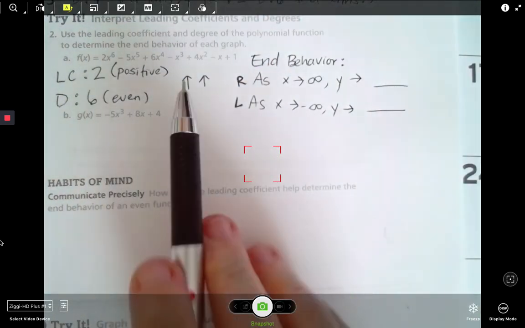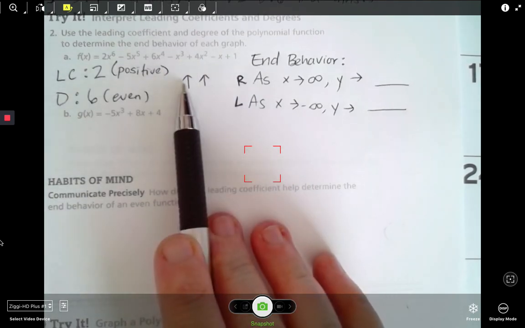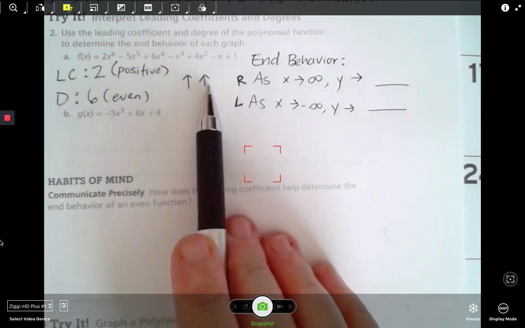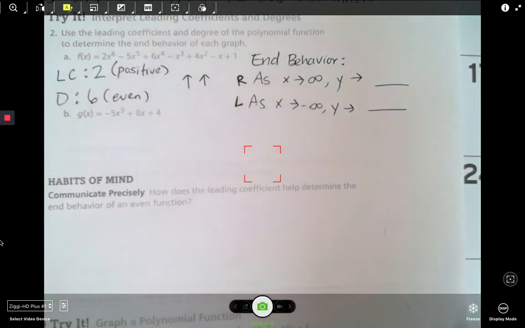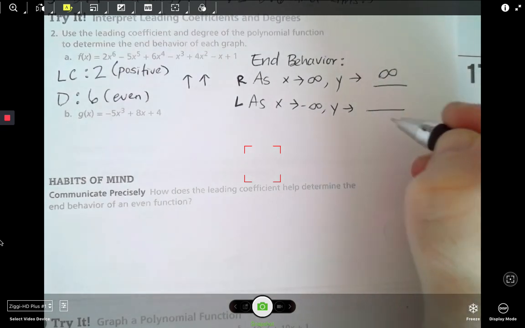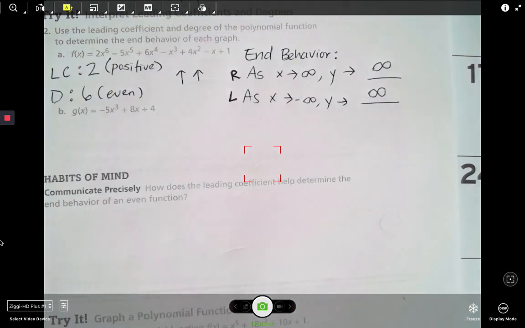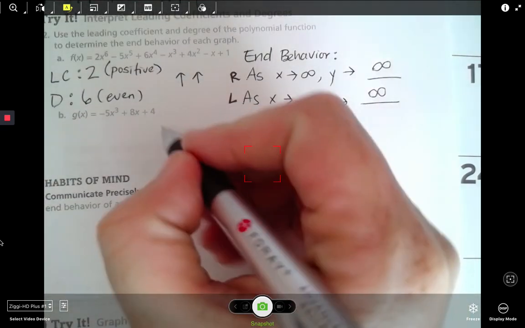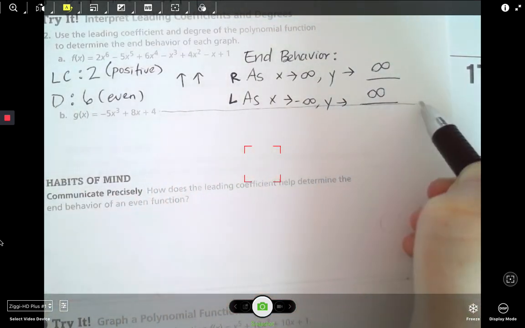So let's look at this figure that we drew. If we're going up and up, do you think it's approaching positive infinity or negative infinity? Positive. So it's approaching positive and positive, right? So that's how sometimes you may see end behavior like that. I didn't want you guys to get confused if you ever ran across it written like that.